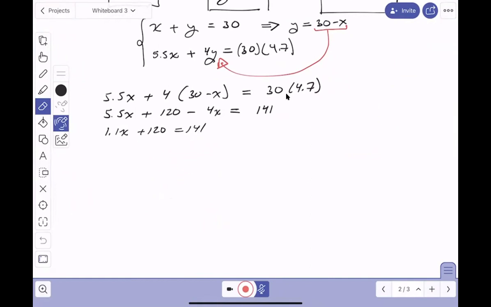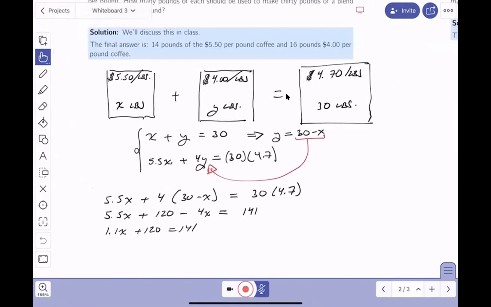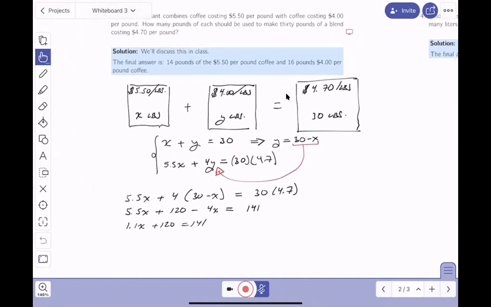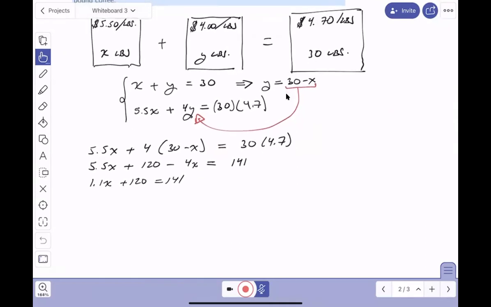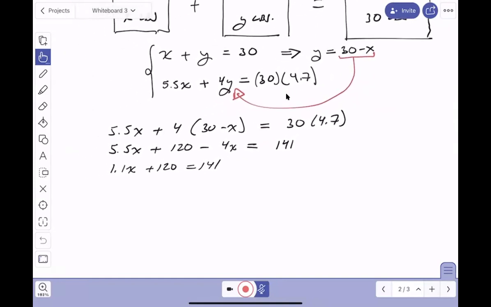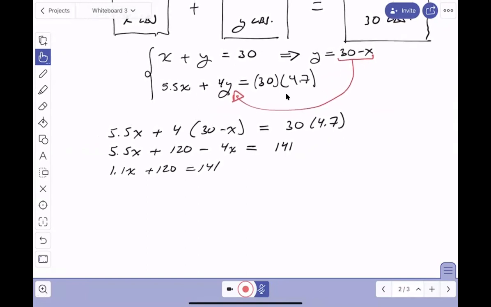Erase this over here. And I want to see if I copied the numbers right. I know it's tough. I don't want to do that. I just want to keep going. Well, I want to see if I did it right. 5.5, 4, 4.70, 30 pounds. Yeah, I see that. And let's see, x plus y is 30. I see that. 5.5x, 4y, 30 times 4.7. I wrote the equation down for you. So 5.5x and 4 times 30. I'm just looking over my work. And it's important you do that too.